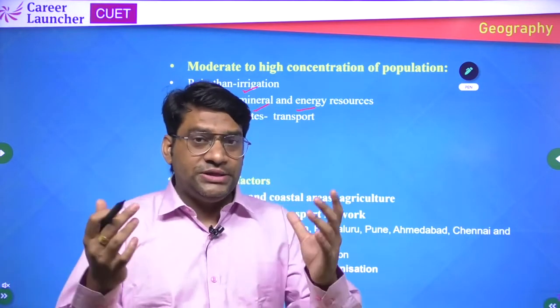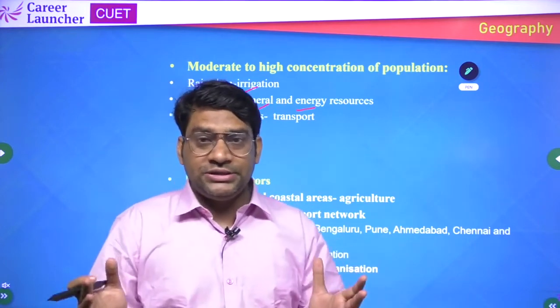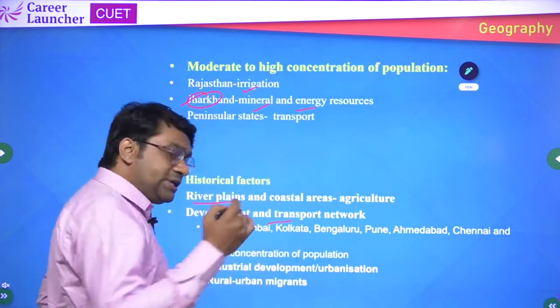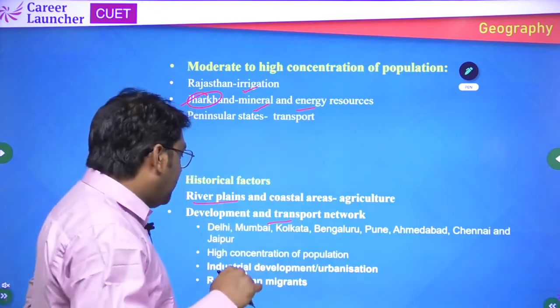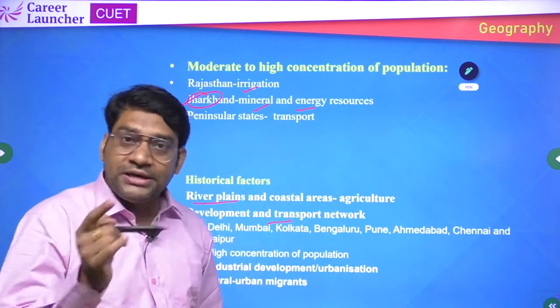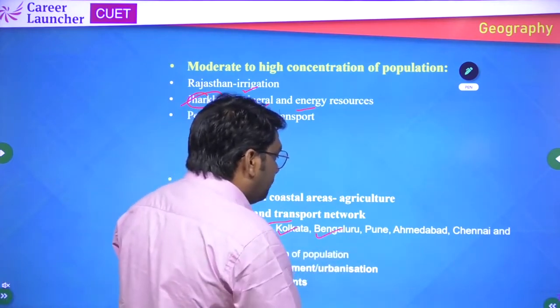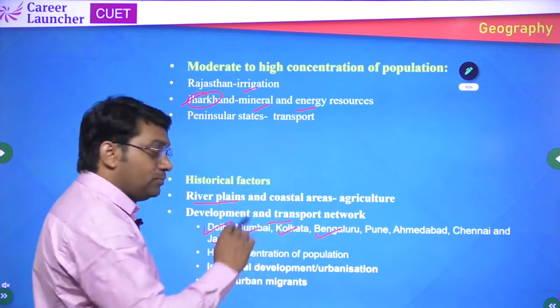Development happened a lot there, industries were set up, urbanization rapidly spread, and large industries and transport facilities were set up. Geographically this place is very plain area, so roads, railways, these facilities began to be set up very well there, and that's a reason why the concentration of population further increases. For example, some of the states where transport facilities are very good and development is the reason behind high concentration of population, like Delhi, Mumbai, Kolkata, Bengaluru, Pune, Ahmedabad, Chennai, and Jaipur.